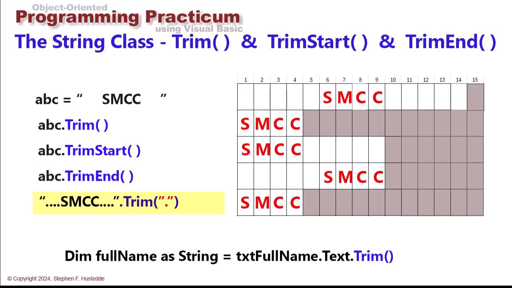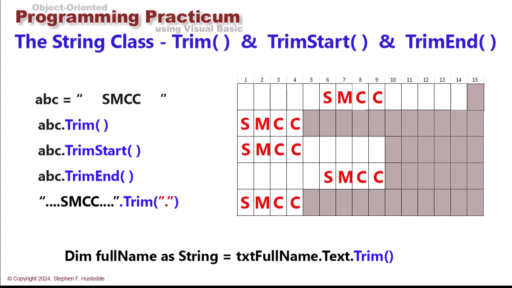We're not limited to just working with spaces. We can specify a character. So here I have 4 periods, SMCC, and 4 periods, and that's a literal string, and then .Trim, because I want to remove the leading and trailing periods. By the way, there are ways to get rid of multiple characters using a list, but we haven't covered lists yet, so if you ever need that, be aware that it's possible, and you can easily Google that and find the syntax for that.